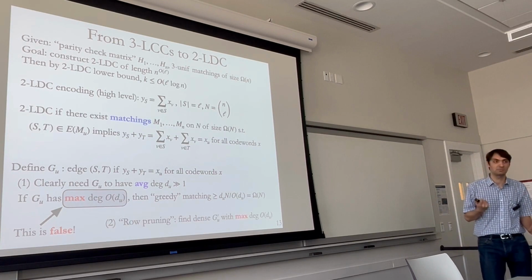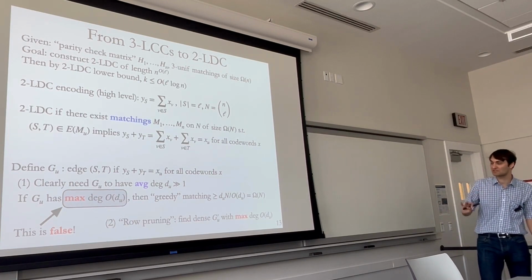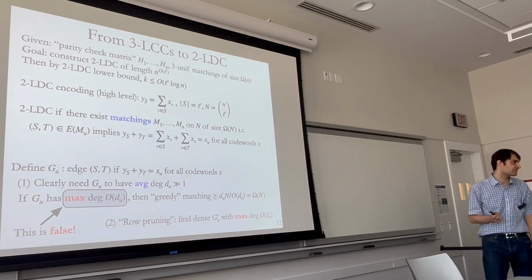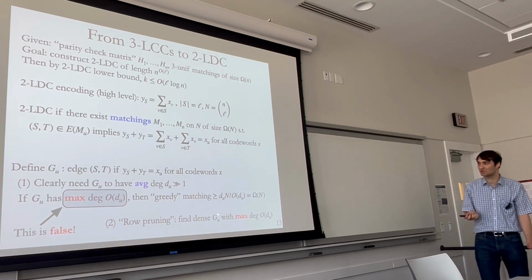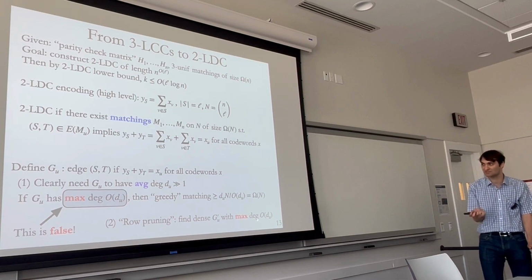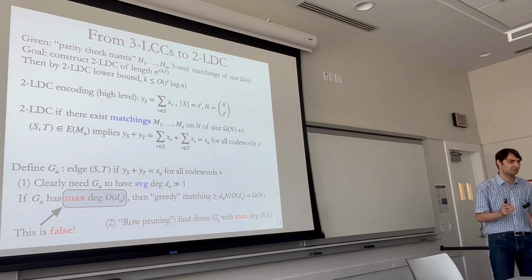And so the main technical part of the proof is we argue this row pruning step, where what we do is we find a dense subgraph of this graph G sub u that does have bounded max degree. And so if we can find a subgraph G prime sub u that has roughly the same average degree, but now has the bounded max degree, then I can find a large matching in G prime, and therefore this matching is also in G, and I'm done.